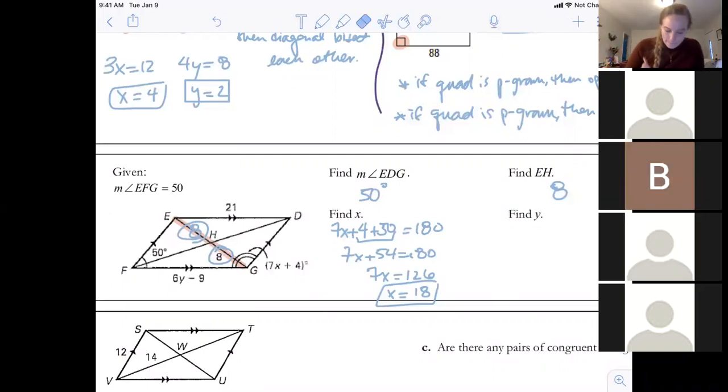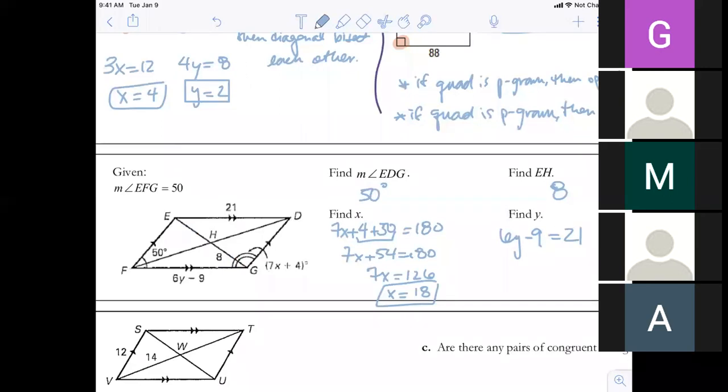Would it be 6y minus 9 is equal to 21? Perfect. 6y minus 9 equals 21. And Max, can you tell me why we were able to set that equation up?